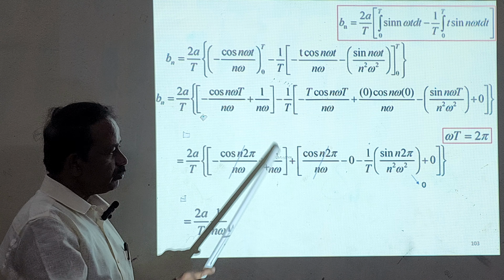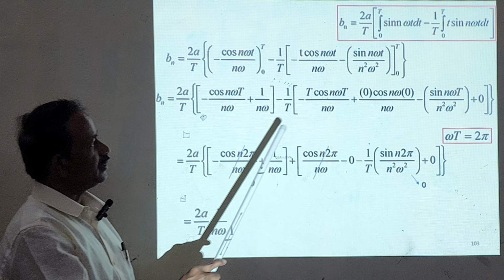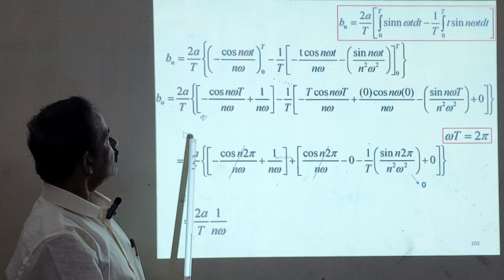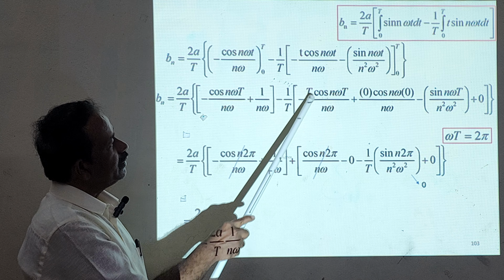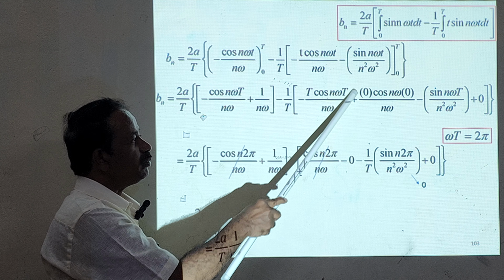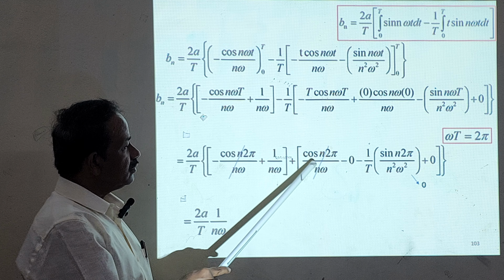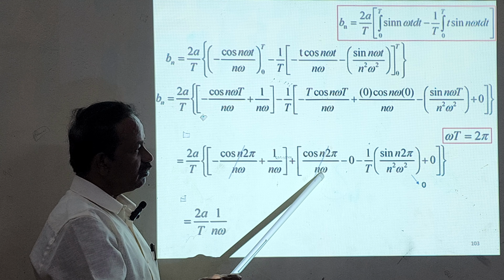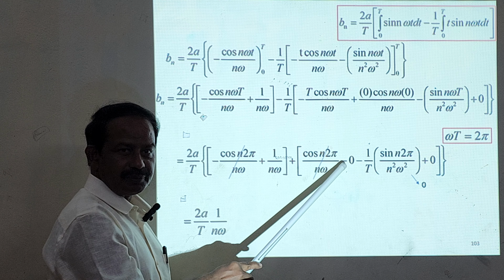The 1 by n omega, let it be as it is. Now we have minus 1 by t. This t and this t will get cancelled. We have cos n omega t. Instead of omega t, you can substitute 2 pi. So cos n 2 pi divided by n omega. As I said earlier, this becomes 0.